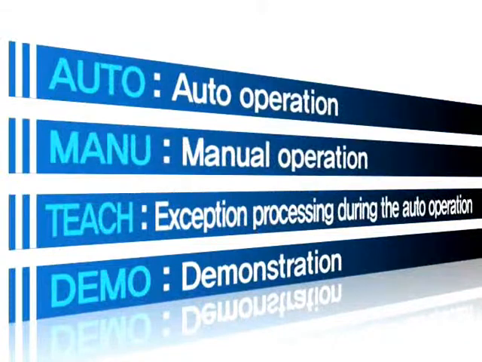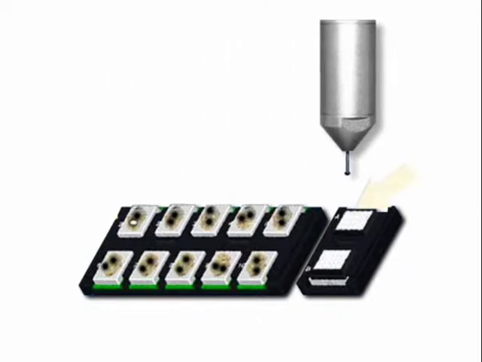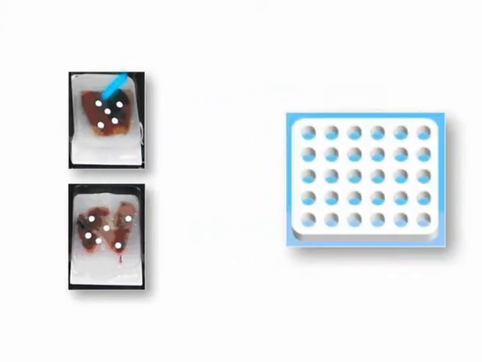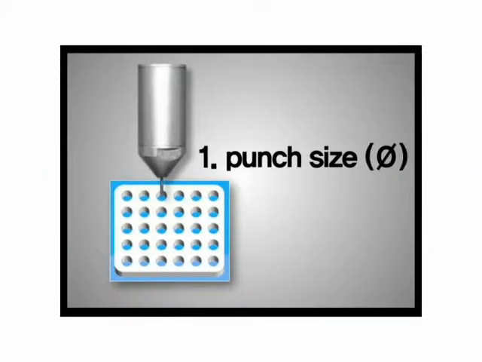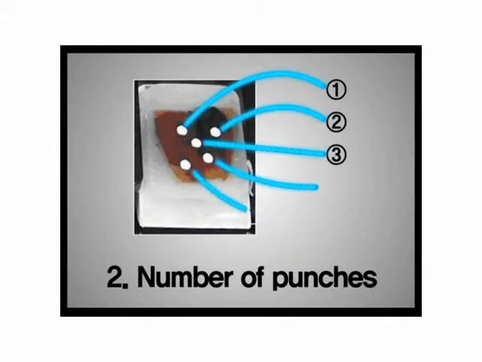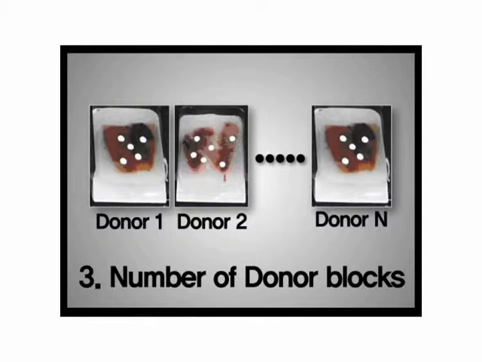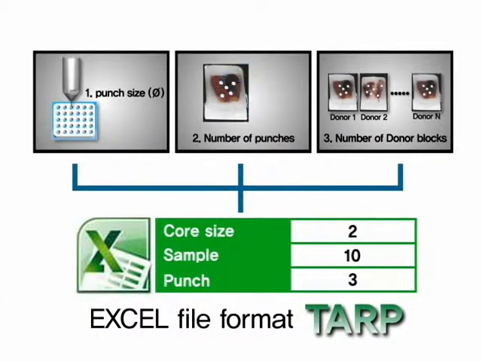You can use 4 operation methods in this instrument. Auto automatically moves a tissue sample from a donor block to a recipient block. For auto movement, programming should be done. Programming is very simple. Just set 3 parameter values: the punch size, the number of punches in each donor block, and the number of donor blocks in an Excel file offered by Unitma. The file with the 3 parameter values is called the TARP file.